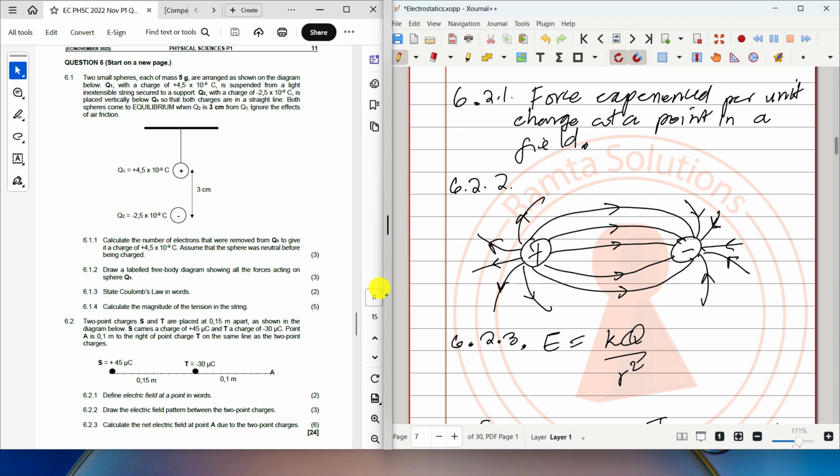All right, guys, so this is it. I hope that you now understand your electrostatics. And check this out: we were able to finish it in less than 24 minutes. So that says we are on the right track.